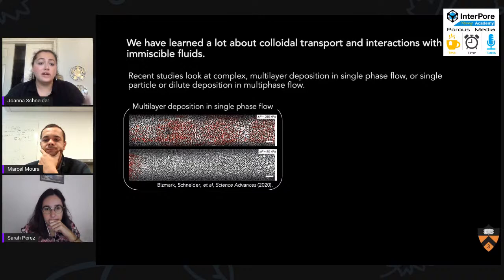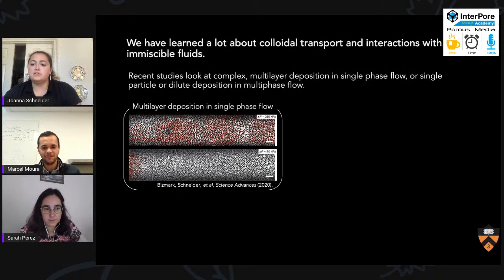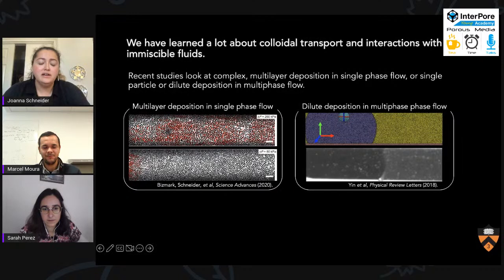One example shows a study that came out of our lab where we can directly image multi-layer, dense aggregated deposition in single phase flow. We find that we can access different regimes of colloidal deposition by changing the flow conditions. But other studies have looked at both computationally and experimentally how single particles interact with immiscible fluids. In this first study, we don't have the presence of an immiscible fluid. We don't know how this transport process would be impacted by that.